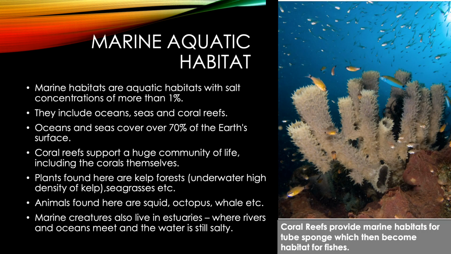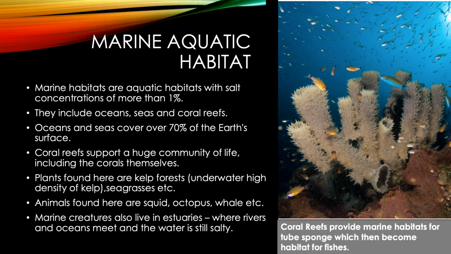Marine aquatic habitat. Marine habitats are aquatic habitats with a salt concentration of more than 1%. They include oceans, seas, and coral reefs. Oceans and seas cover over 70% of the Earth's surface. Coral reefs support a huge community of life, including the corals themselves.